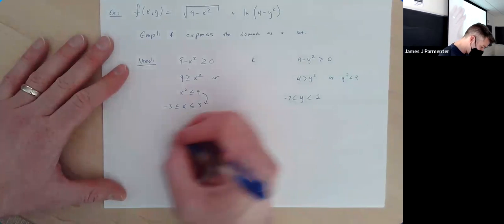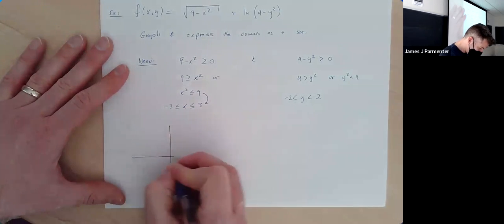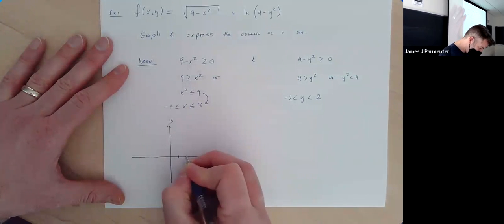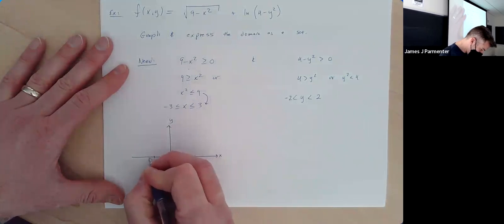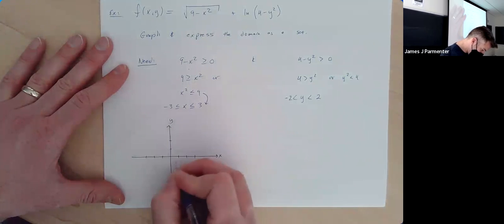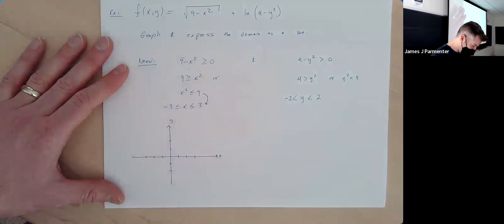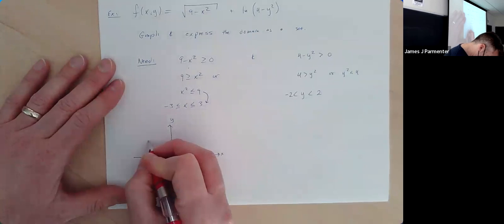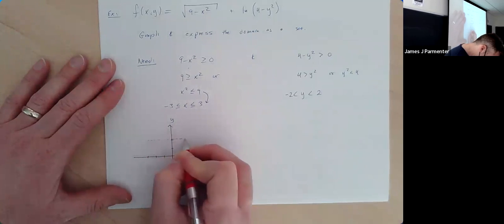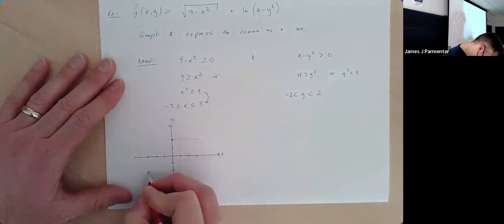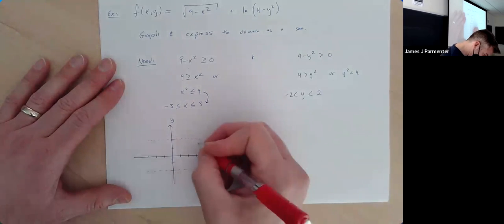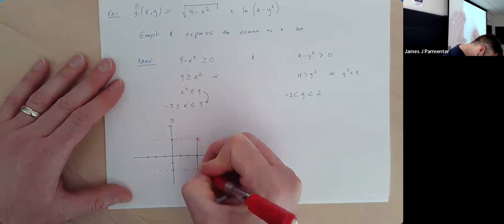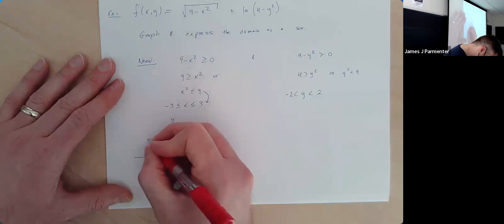So if I draw this, x can go to 1, 2, 3, and -3, and y to 1, 2. So I would draw this as a rectangle where I'm excluding the line y equal to 2 and excluding the line y equal to -2, but including the line x equal to 3 and x equal to -3.